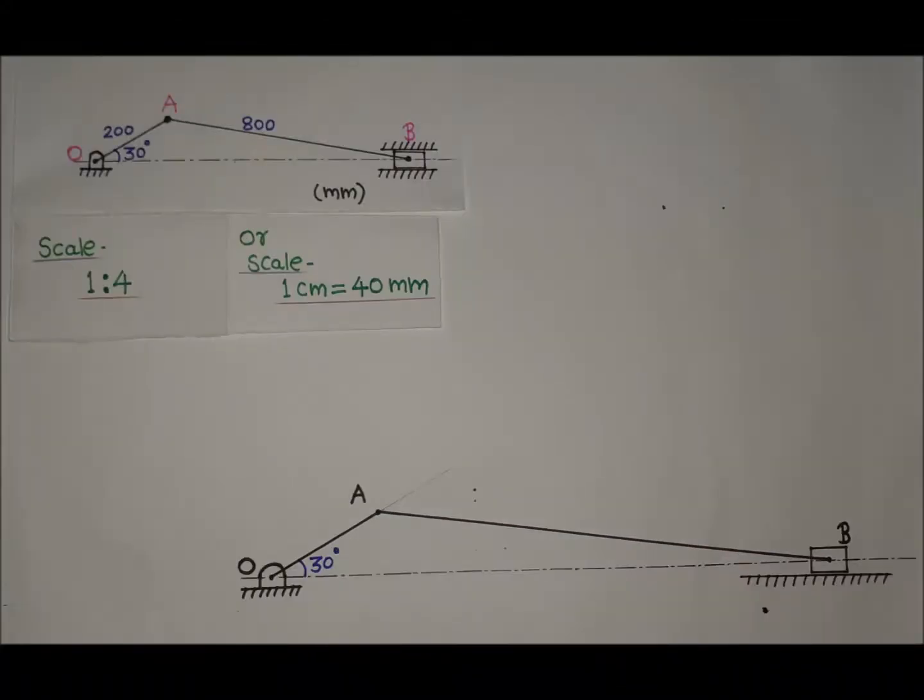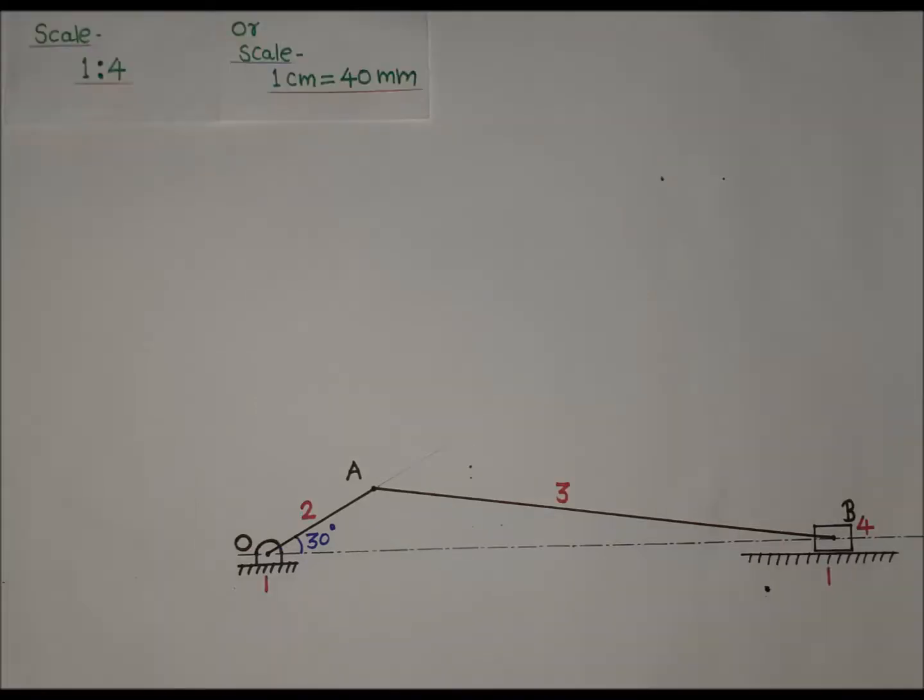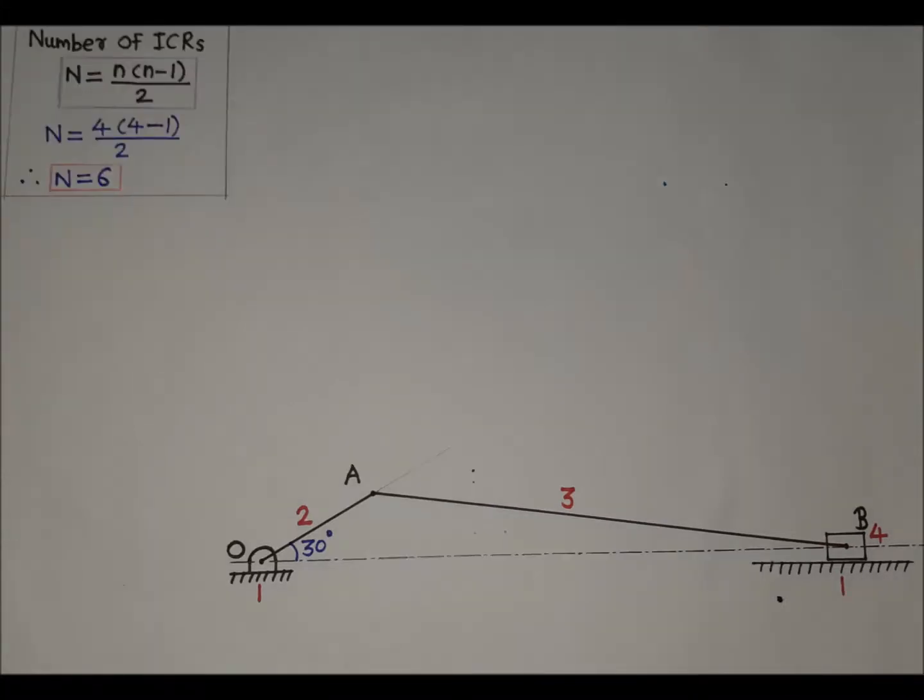Now we will give numbers to links. Fixed link will be link number 1. Crank OA is link number 2. Connecting rod AB is link number 3 and slider is link number 4. Hence, number of links in the slider crank mechanism is 4. Therefore, number of ICRs will be given by the relation N is equal to n into n minus 1 divided by 2. Therefore, N is equal to 4 into 4 minus 1 divided by 2, which will be equal to 6. Hence, number of ICRs will be 6.